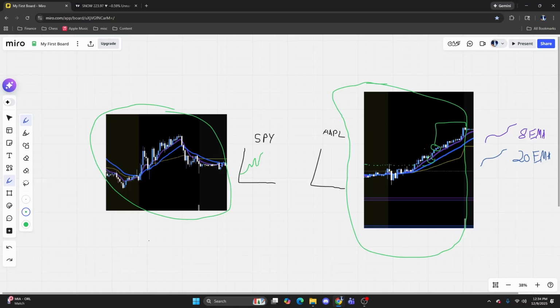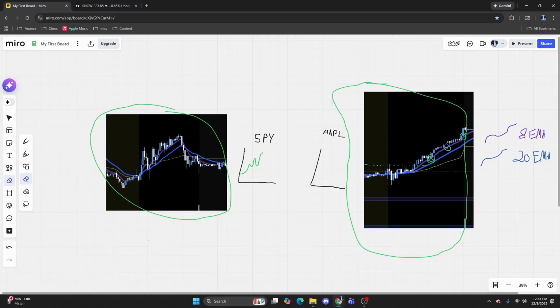Okay, and if you didn't even catch this entry, notice how there's a second entry here, and then a third entry here, right? So there are multiple entries when a stock is trending. So don't try and chase anything. Do not chase the highs here.